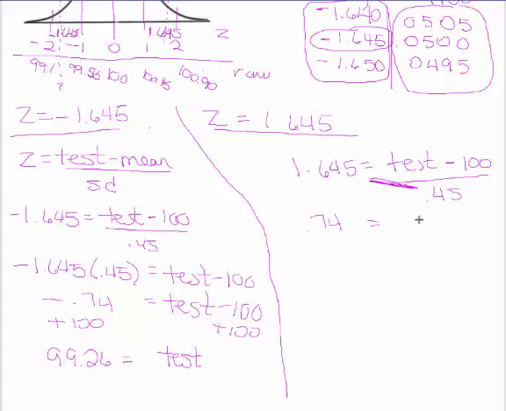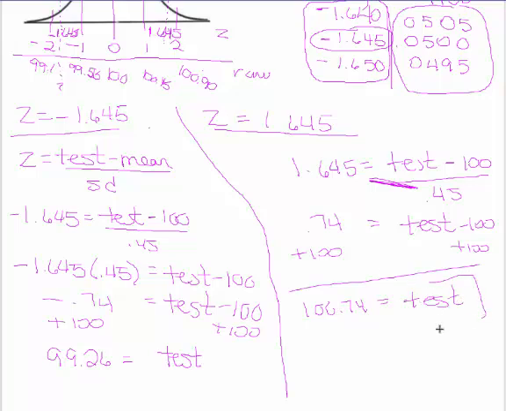Skip a little step there. And then if you cross the other way, you're just going to get test minus 100. And then when we add 100, we're going to get 100.74 equals that right side boundary. And so here's our two answers.